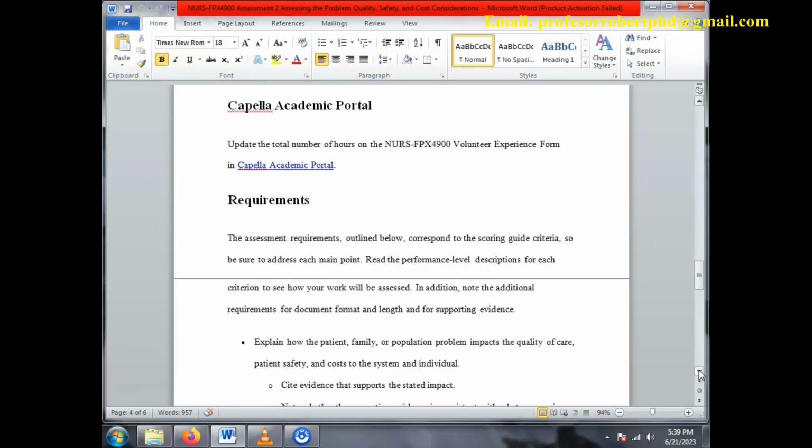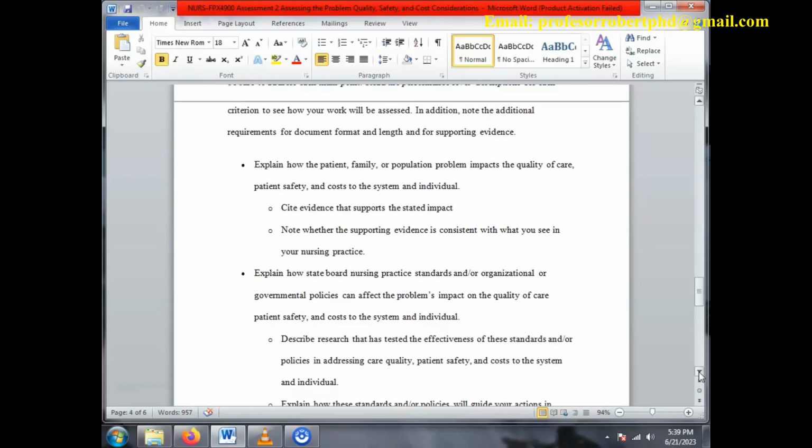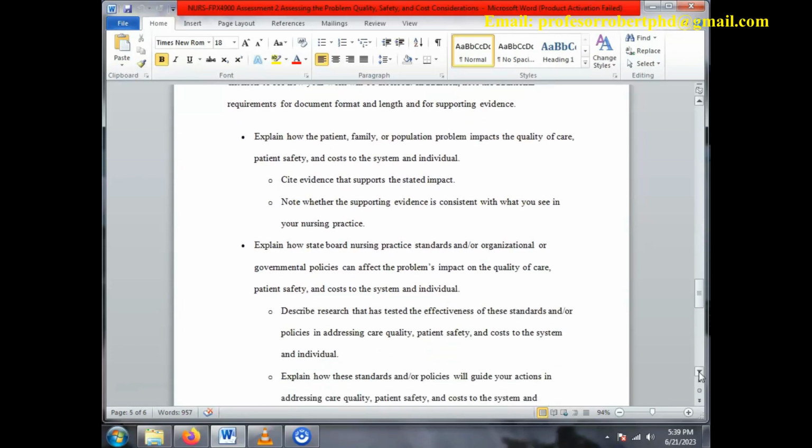Requirements. The assessment requirements, outlined below, correspond to the scoring guide criteria, so be sure to address each main point. Read the performance level descriptions for each criterion to see how your work will be assessed. In addition, note the additional requirements for document format and length, and for supporting evidence. Explain how the patient, family, or population problem impacts the quality of care, patient safety, and costs to the system and individual. Cite evidence that supports the stated impact. Note whether the supporting evidence is consistent with what you see in your nursing practice.